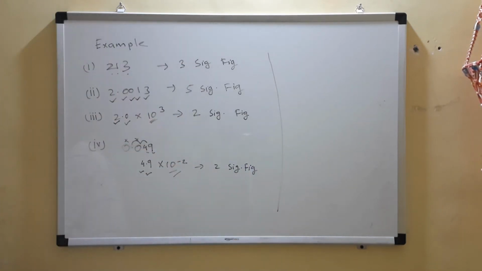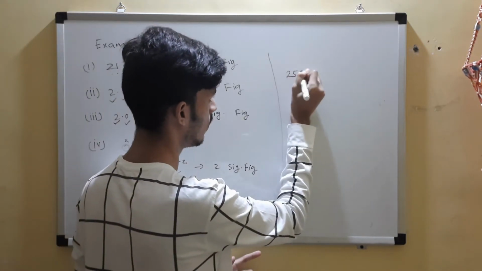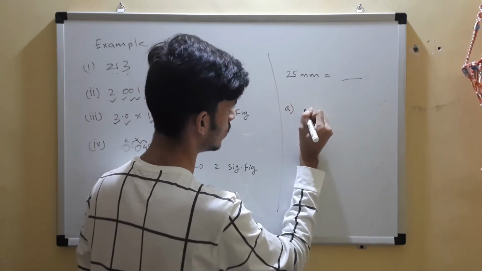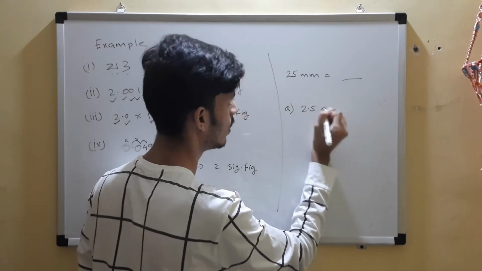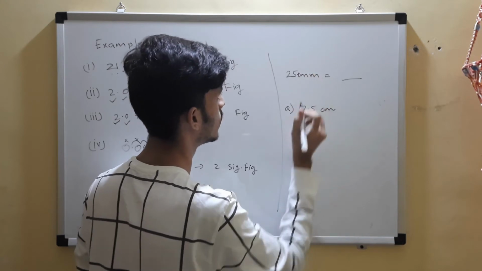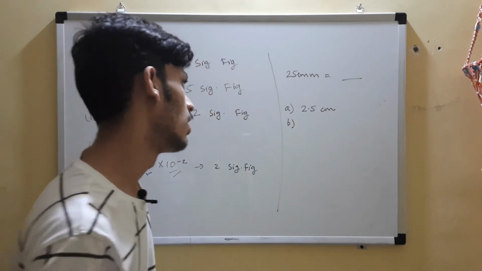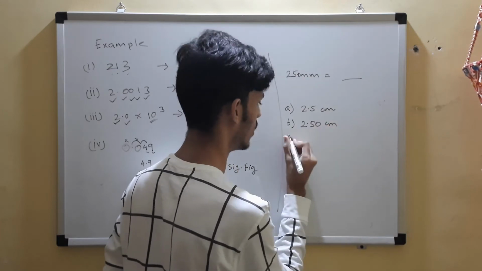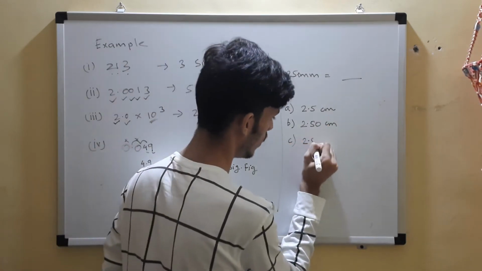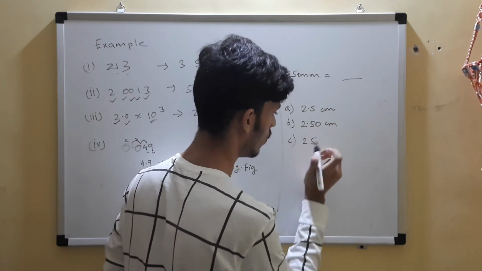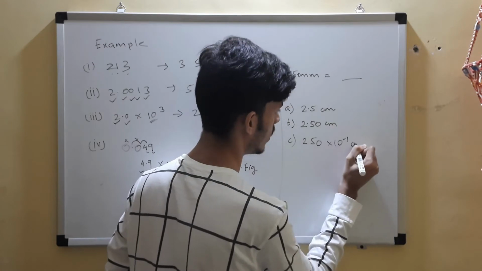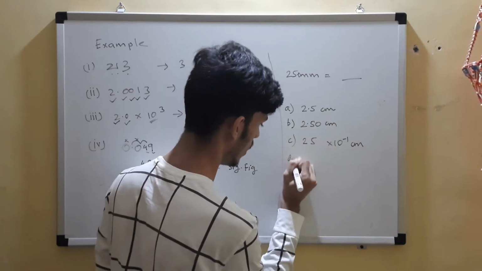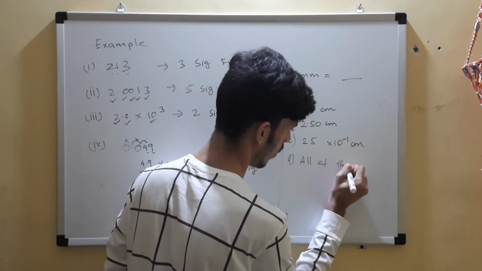One more problem. The unit one I'll give. So tell me what 25.0 millimeter is equal to? Option A, is it 2.5 centimeter? Is it B, 2.50 centimeter? What's the difference, sir? C, is it 250 into 10 to the power minus 1 centimeters? Or D, is it all of the above?